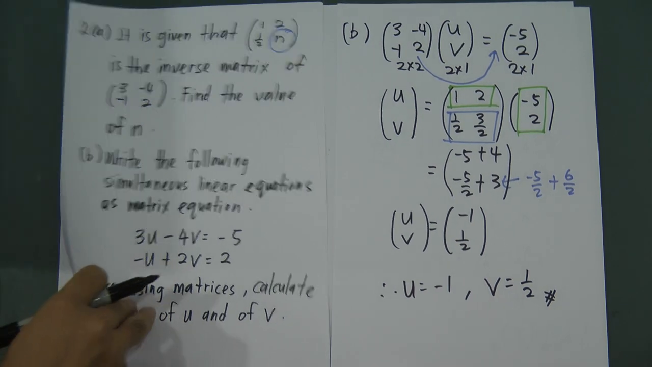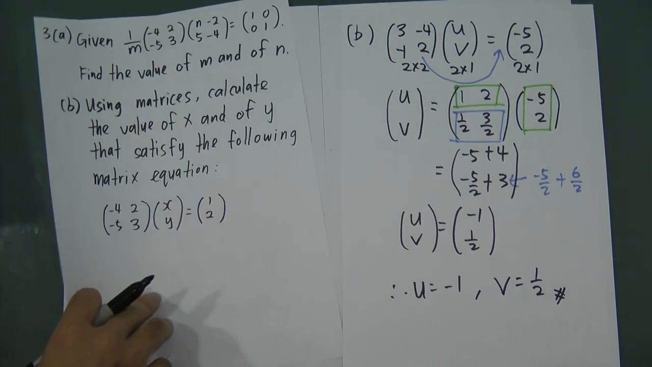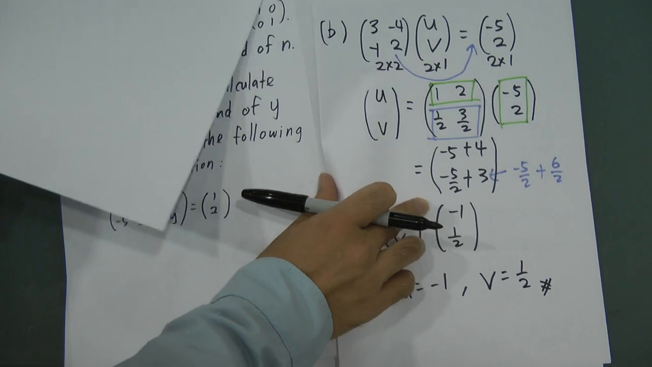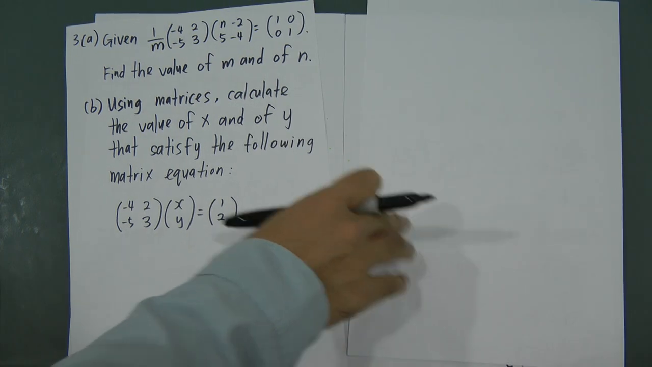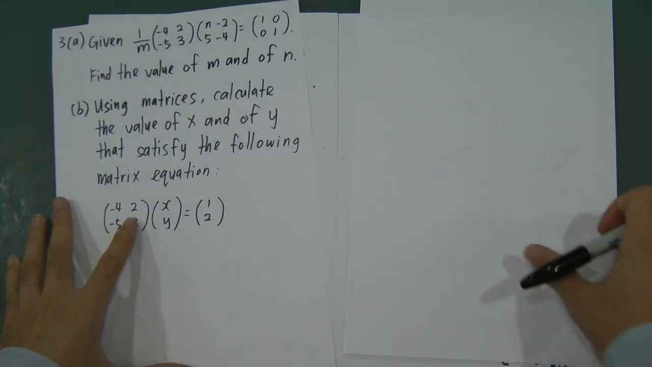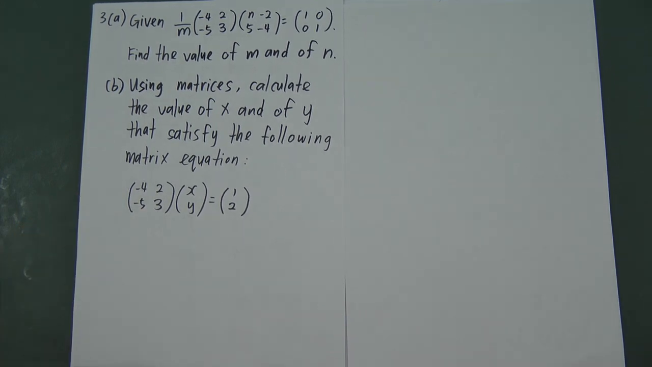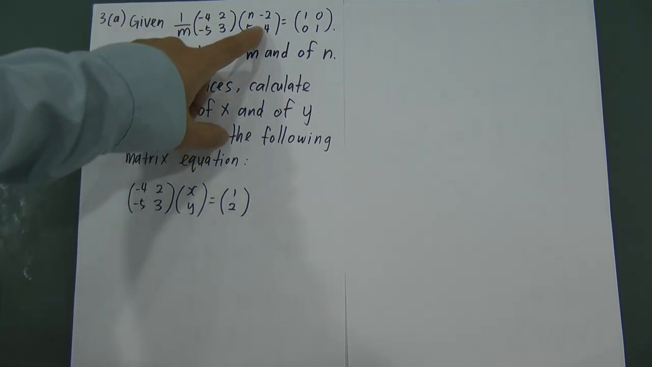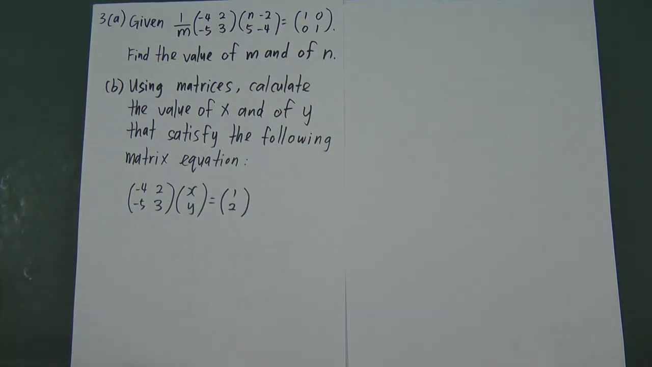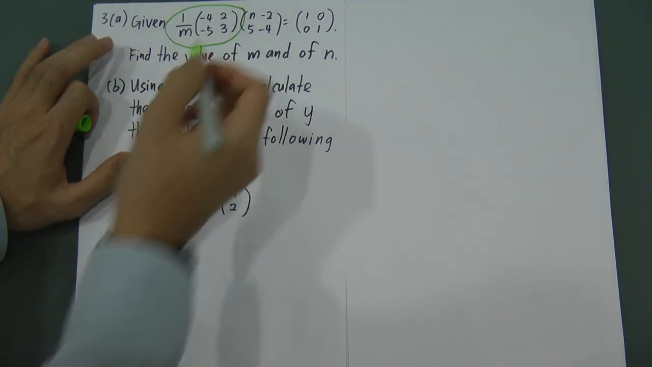So I'm going to move on to question number 3. Yes, this is question number 3. Let's just do question number 3 together. Let me put it nicely first. This is question number 3. So first he gives us this one, 1 over m, and then bracket this, multiply this one, you get the identity matrix. I already mentioned in the last video, when you see this, it is the inverse matrix form.